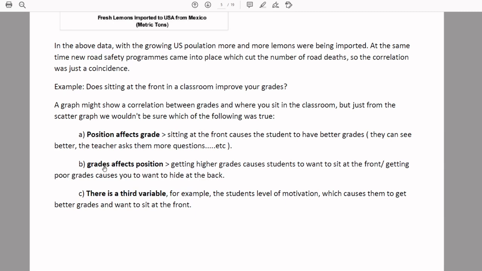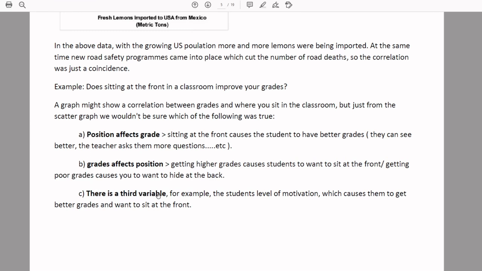The other possibility, of course, is that the grades affect the position. So, in other words, if you get a high grade, you want to sit at the front, and if you get a bad grade, you want to sit at the back to kind of hide. So it could be the other way around, that actually it's the grades that are causing you to sit in a position, rather than part A, which was your position, affecting the grade.